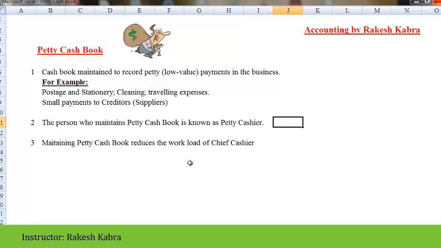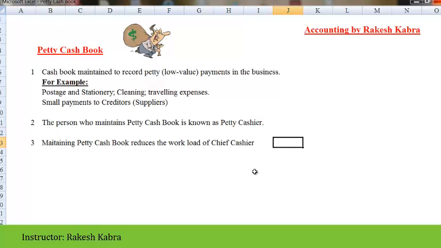Petty cashier. And why are we maintaining the petty cash book, and why have we appointed a separate person to maintain it? Just to minimize the workload of the chief cashier. That is the only purpose, so that the chief cashier can pay more attention to the transactions of high value. So, understood the meaning of petty cash book? And the person who maintains the petty cash book is known as petty cashier. And the purpose of maintaining the petty cash book is what?